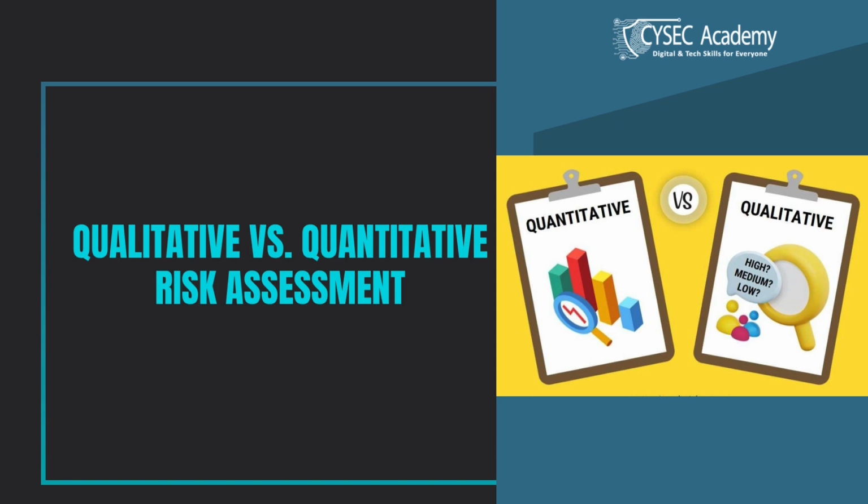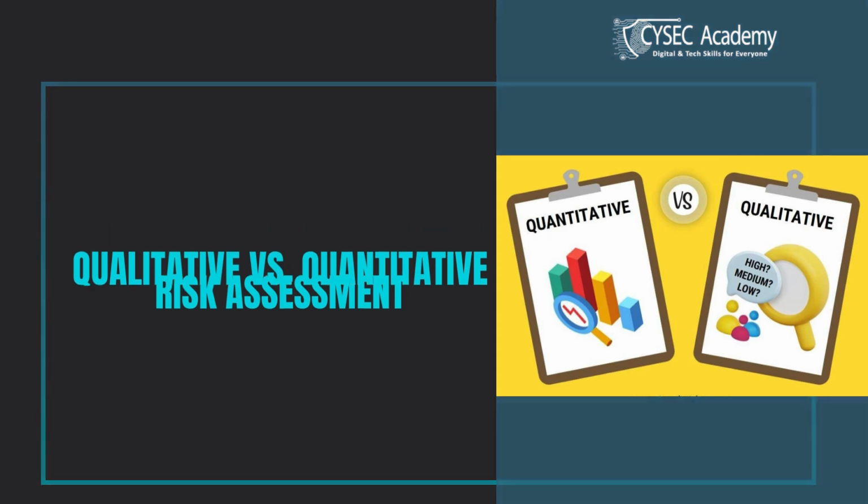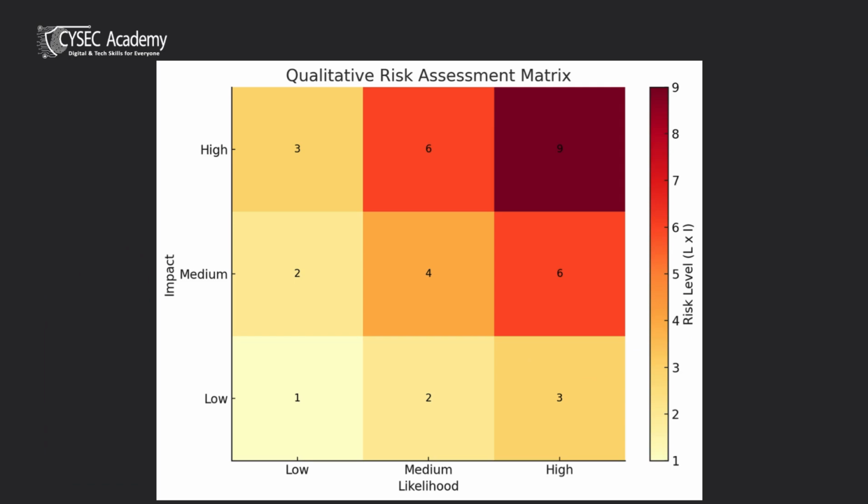1. Qualitative risk assessment using descriptive scales. This is often the most common starting point for risk assessment due to its relative simplicity. Qualitative assessment relies on descriptive scales and expert judgment rather than precise numerical values.